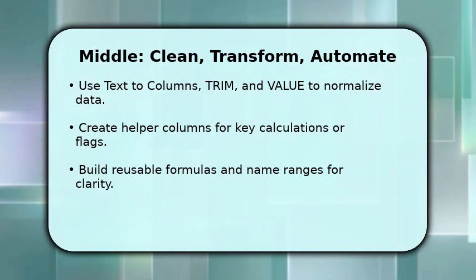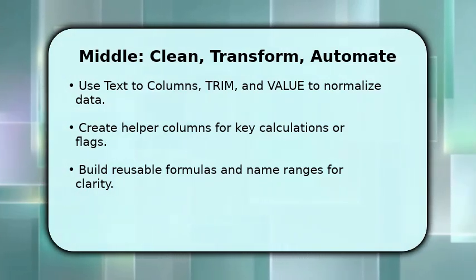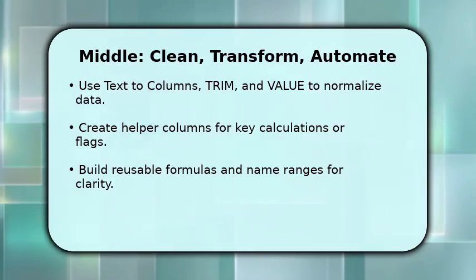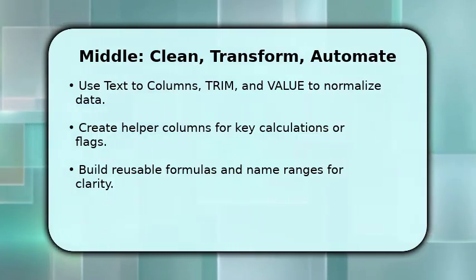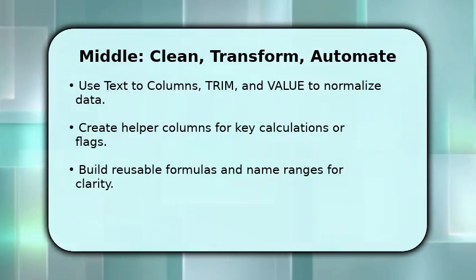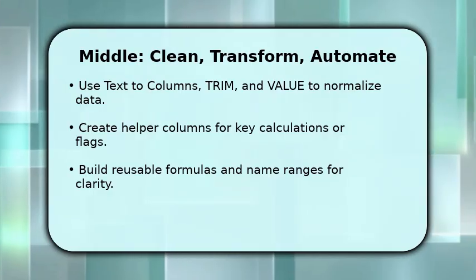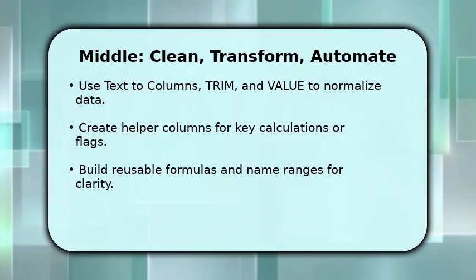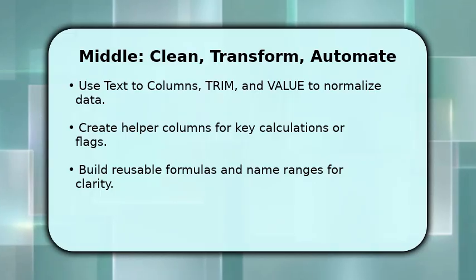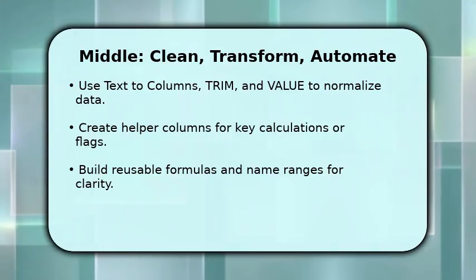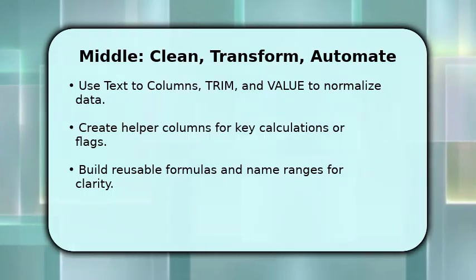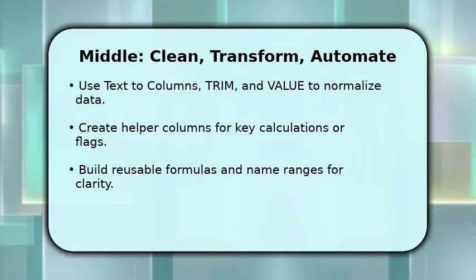You now clean and transform the table to prepare analysis. Use text to columns and functions like trim, clean, and value to remove stray characters and convert types. Then add helper columns for normalized keys, date parts, or calculated flags. This simplifies complex tasks. Once stable, replace volatile formulas with structured references or name ranges, and write 1 or 2 dynamic formulas that you can drag or convert to array formulas. Make sure to document steps in a note so processes are repeatable.